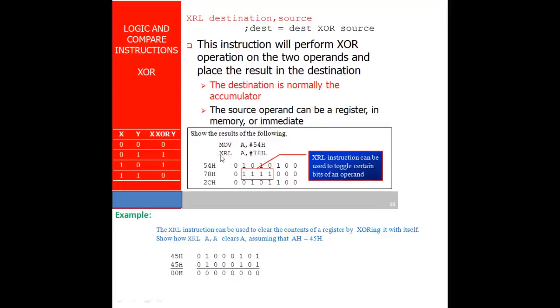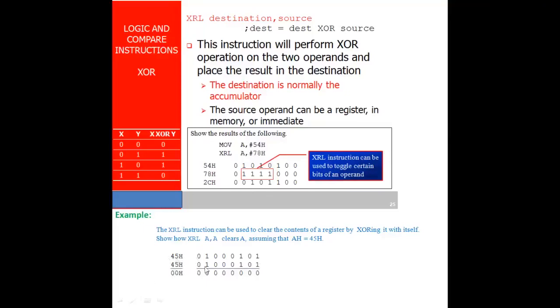whenever we are performing the instruction XRL A, comma, 78H, then 78H will be exclusive ORed with the value that is previously stored inside the accumulator. So this instruction is used to toggle certain bits of the operand. Okay, now let us consider 45H. This is one good example you can consider, so that I can clear the accumulator in this way.